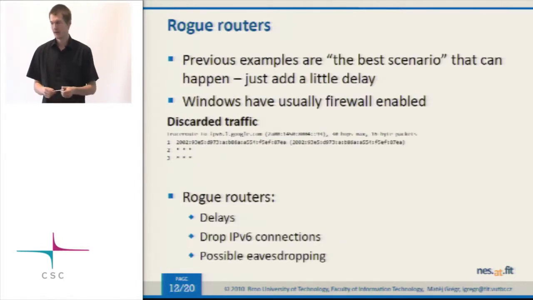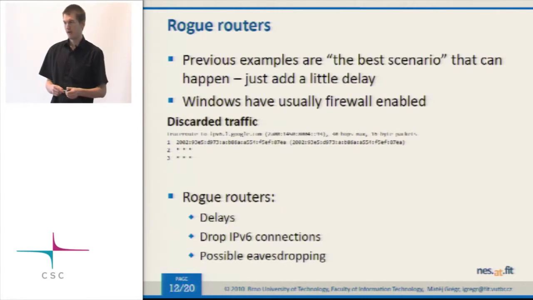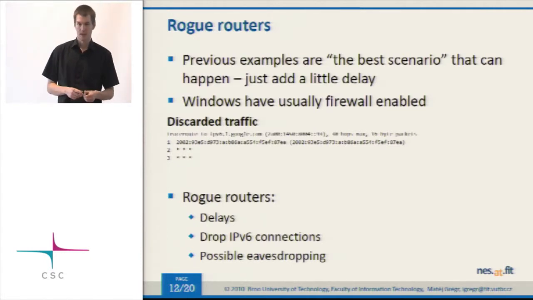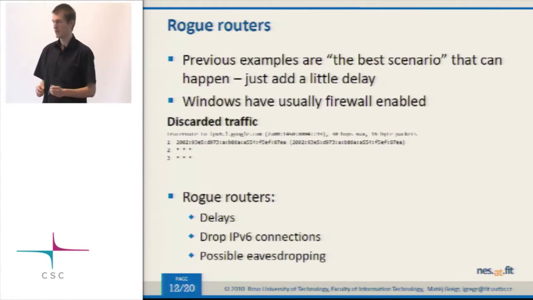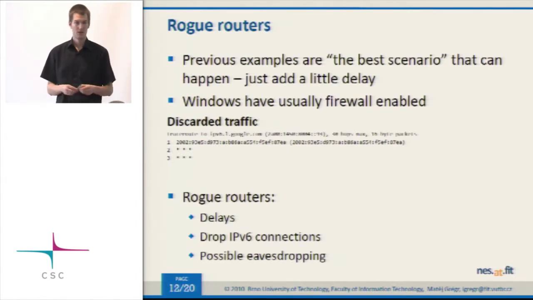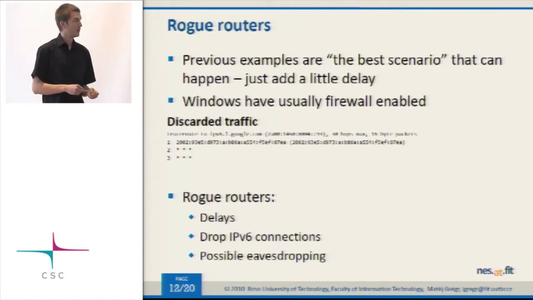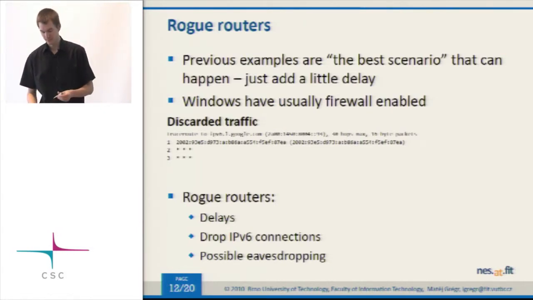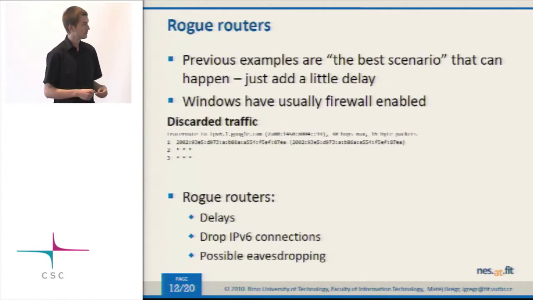Usually Windows has the firewall enabled and they discard the traffic. In recent versions of Windows Vista, it seems that it has somehow been fixed. When I tried last week with 15 of these rogue routers, it worked every time. There was just a little delay. However, it can happen that it will drop the IPv6 connection.